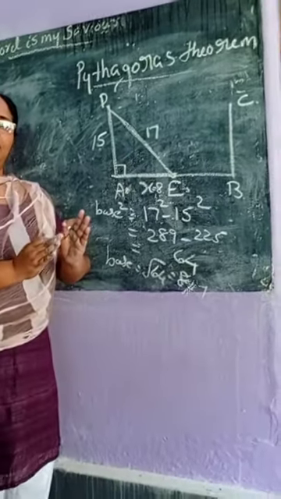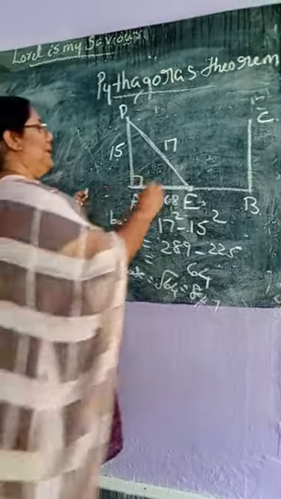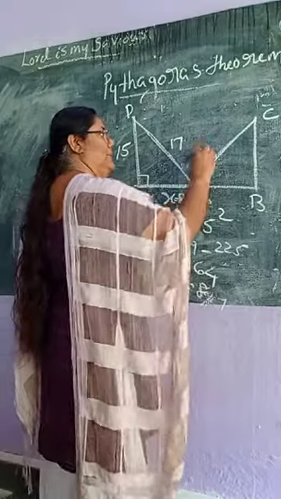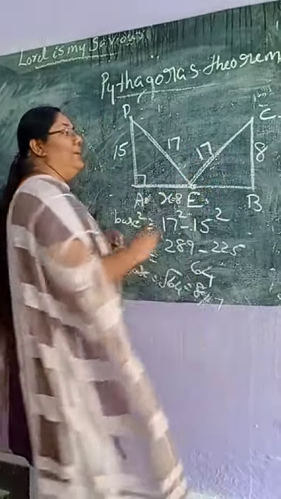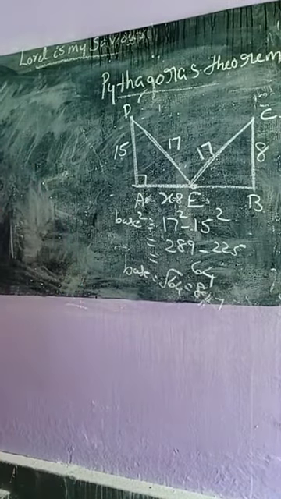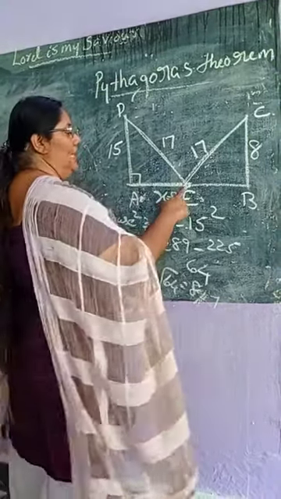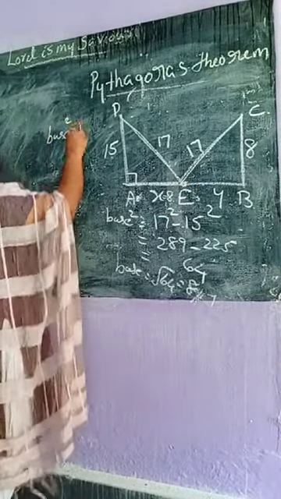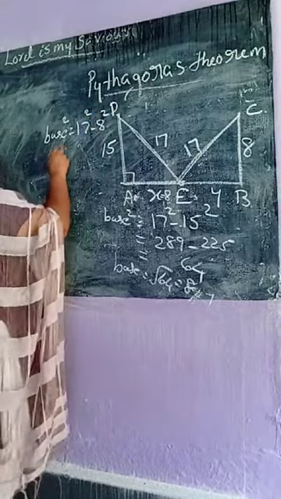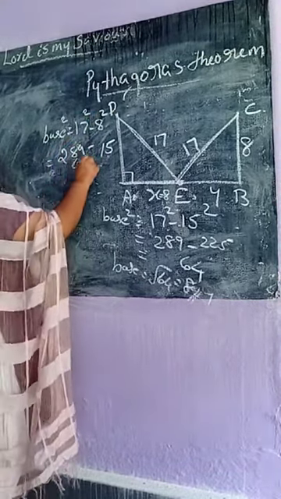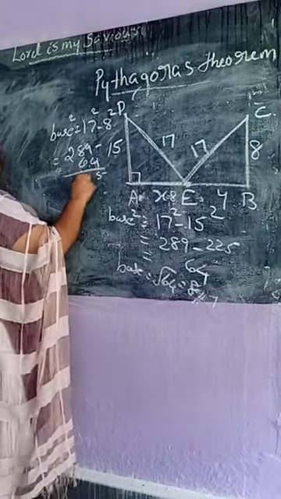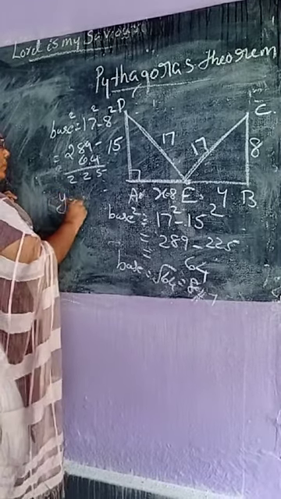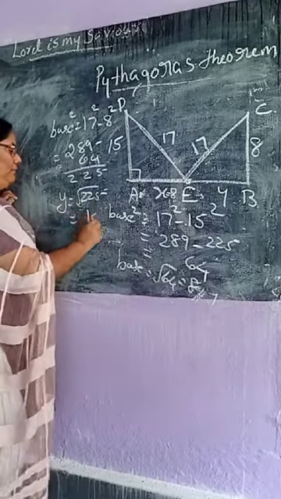The same ladder is placed on the opposite side. That means this 17 meter ladder is placed on the opposite side. And here the height is given as 8. Now we can put this EB as y. Same, base square is equal to 17 square minus 8 square. 289 minus 64. Is it 225? Yes. Therefore, what is y? Root 225, that is equal to 15.